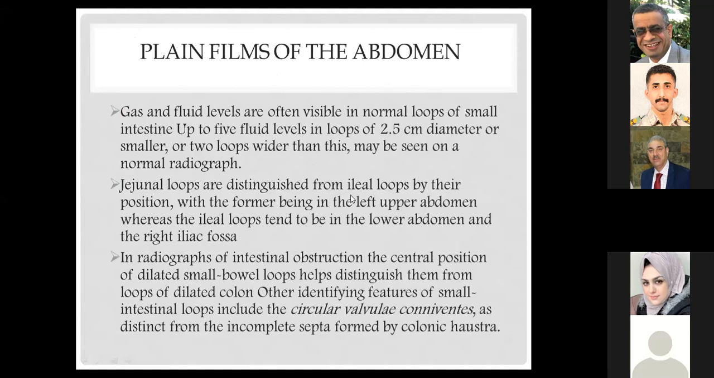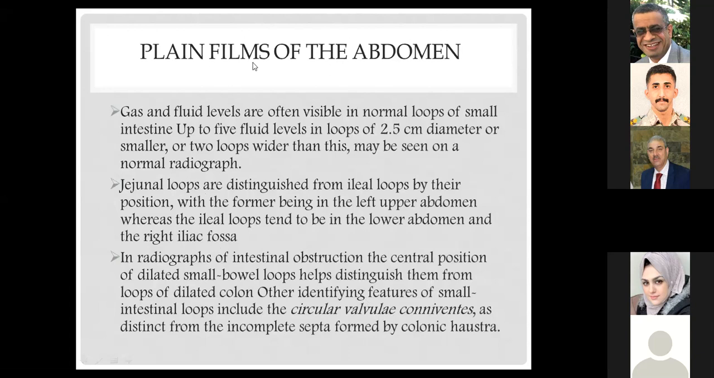Jejunal loops are distinguished from the ileal loops by their position, with the former in the left upper abdomen, whereas the ileal loops tend to be in the lower abdomen and the right iliac fossa. In the radiograph of intestinal obstruction, the central position of dilated small bowel loops helps to distinguish them from colonic loops. Other identifying features of the small intestinal loops include the circular valvulae conniventes, distinct from the incomplete septa formed by the colonic haustra of the colon.